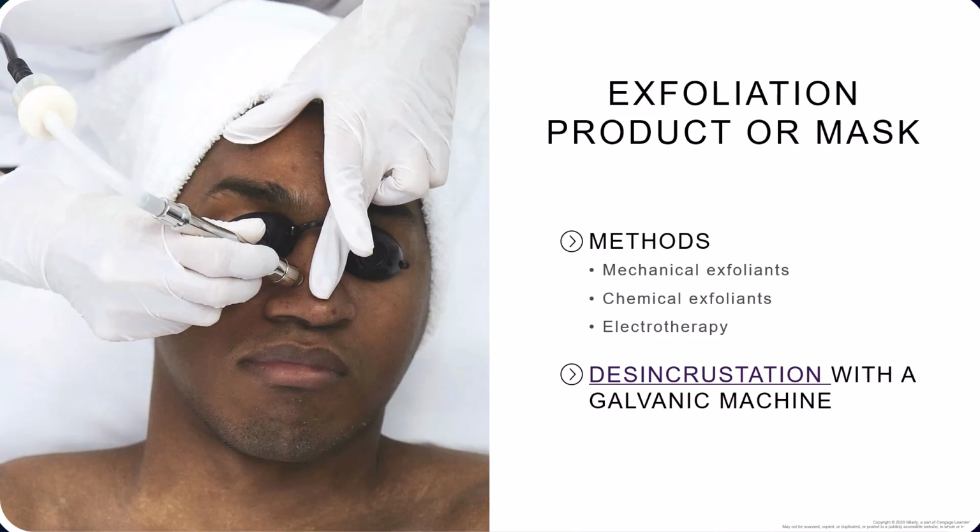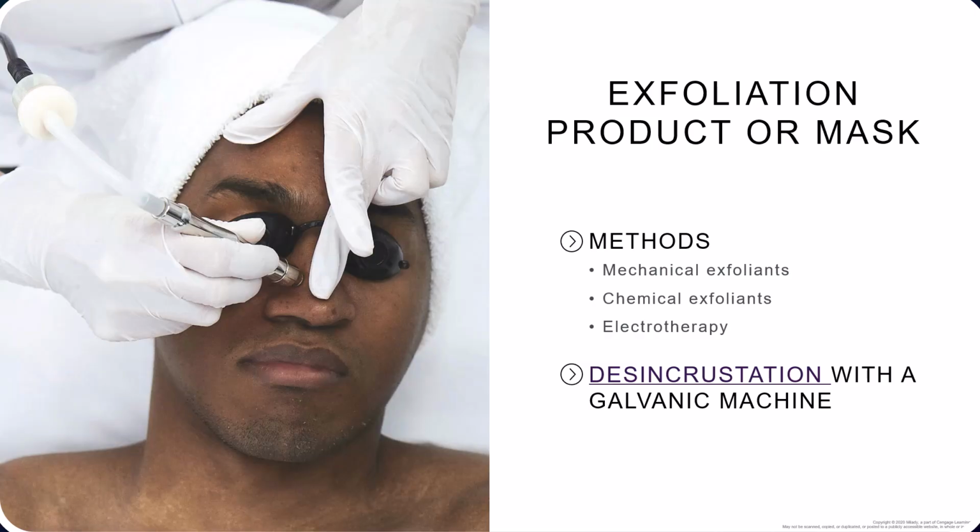You can also use some electrotherapy. So desincrustation with galvanic would be something that we'll learn more about next semester. But desincrustation is the process used to soften and emulsify sebum, like comedones in the follicles, and they help with blackhead extraction. And if they're very deep, a desincrustation solution would be used in conjunction with the galvanic machine, and that makes it easy for them to come out.